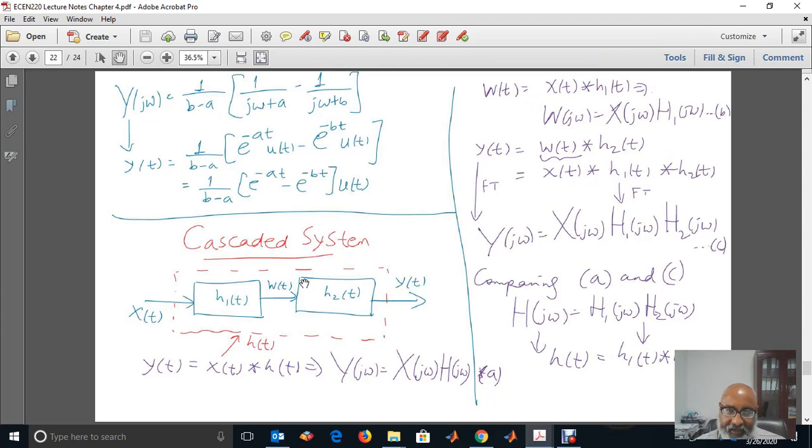The output y(t) is w(t) convolved with h2(t), system 2. And w(t) is x(t) convolved with h1(t). That means W(jω) is equal to X(jω) times H1(jω).